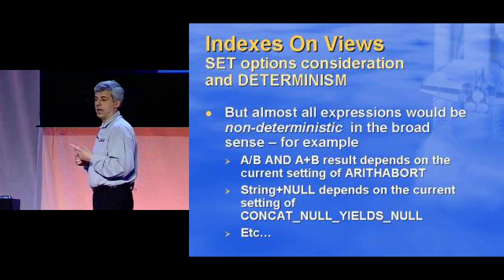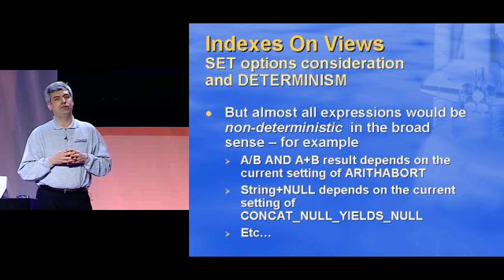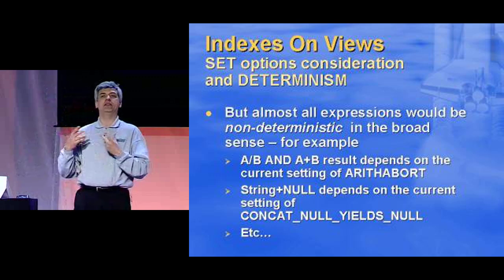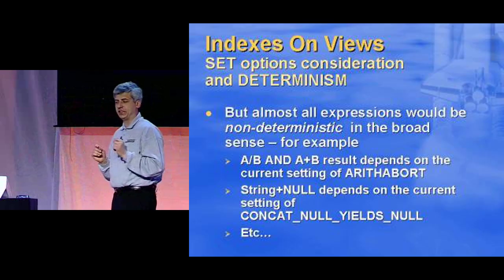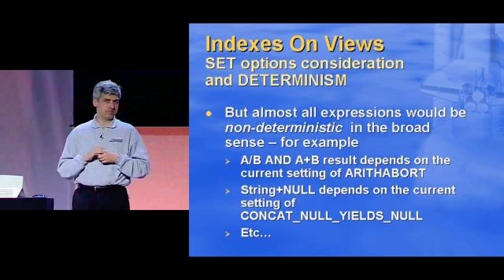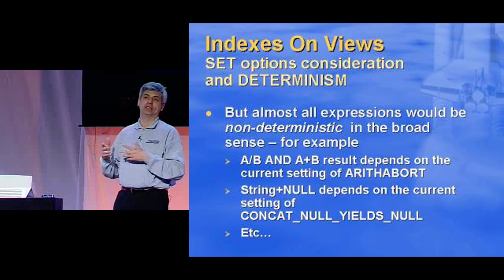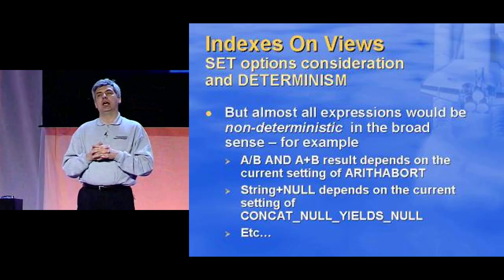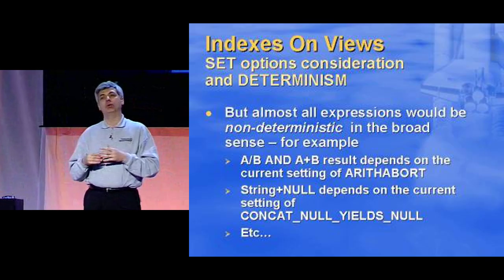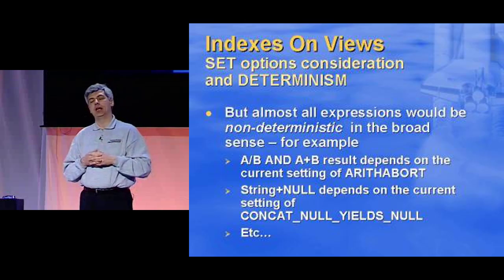Therefore, a similar example is also with concatenation. If you have any string and you concatenate it with null, SQL Server can return two different results, depending on the setting of concat null yields null. It can be either null, if the concat null yields null is set to yes, and if it's set to no, we treat the null string as an empty string, so the result would be the original string concatenated with the null.